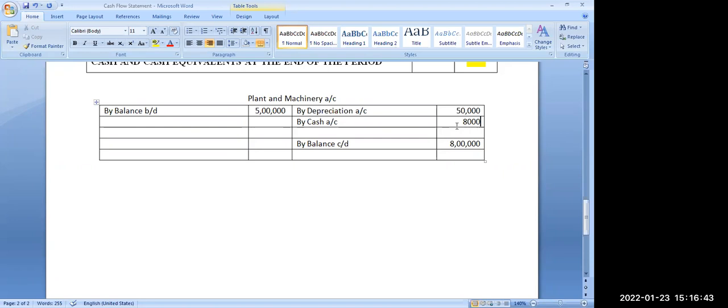Till now, how much was the depreciation on that machine? 7,000. Then what will be the depreciated value? After depreciation, what will be the value? That is the book value. 5,000 is the book value.